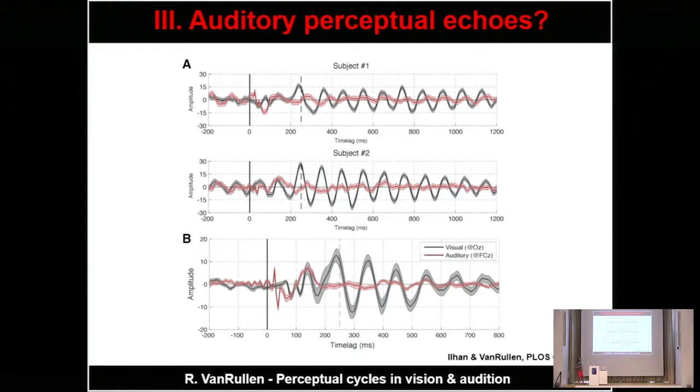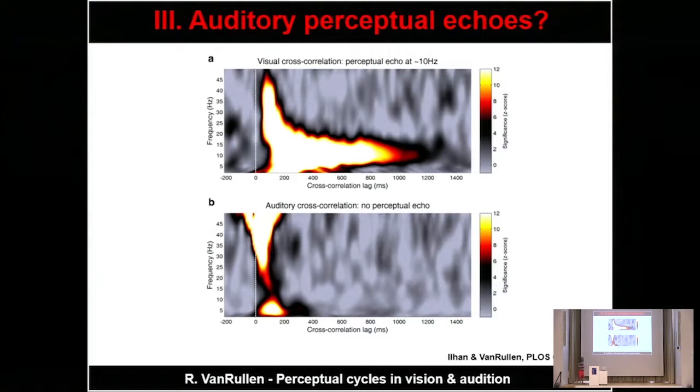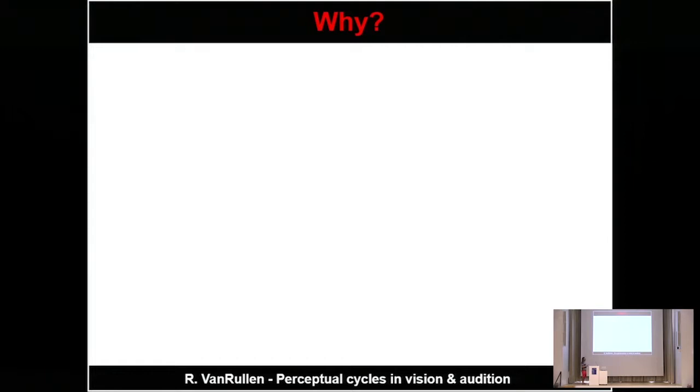anything that could compare to our perceptual echo. This becomes more visible if I go to the time frequency domain. In both the visual and the auditory cases, you see a very clear broadband transient at early lags. But in the visual case, this is followed by a long tail, specifically around 10 hertz, and there's nothing long-lasting at all in the auditory case. So here again, the conclusion appears to be no. So I think it's time to pause a little bit and try to wonder why.